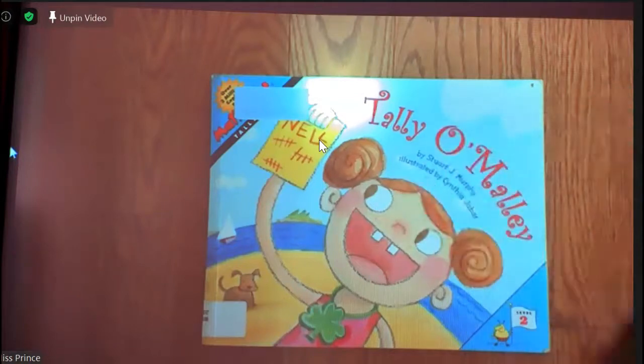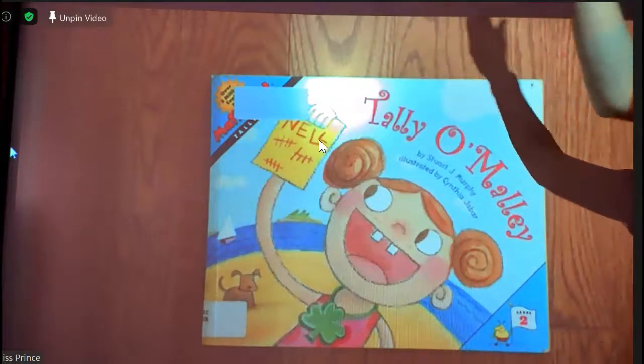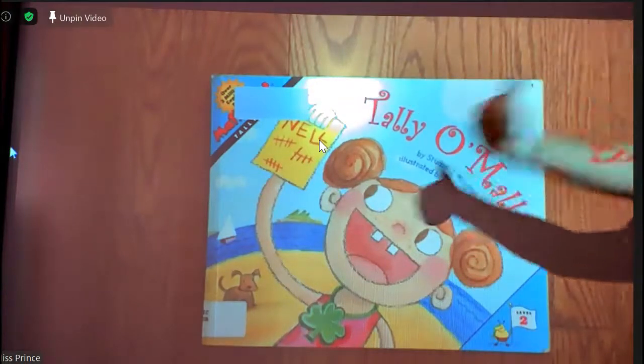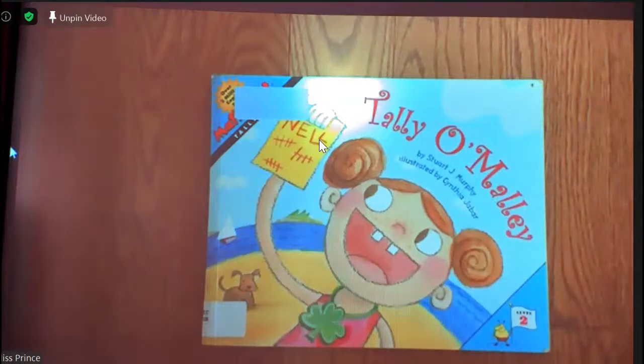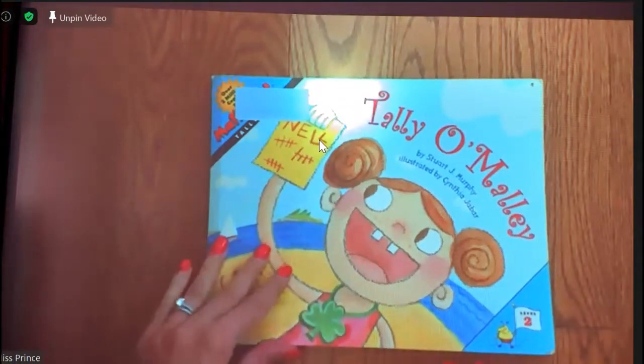My story today is called Tally-O-Mally. Do you remember what those lines were called that we were writing? Yeah. Tally marks. So it must be about tally marks. Let's find out. By Stuart J. Murphy, illustrated by Cynthia Jafar. Here we go.